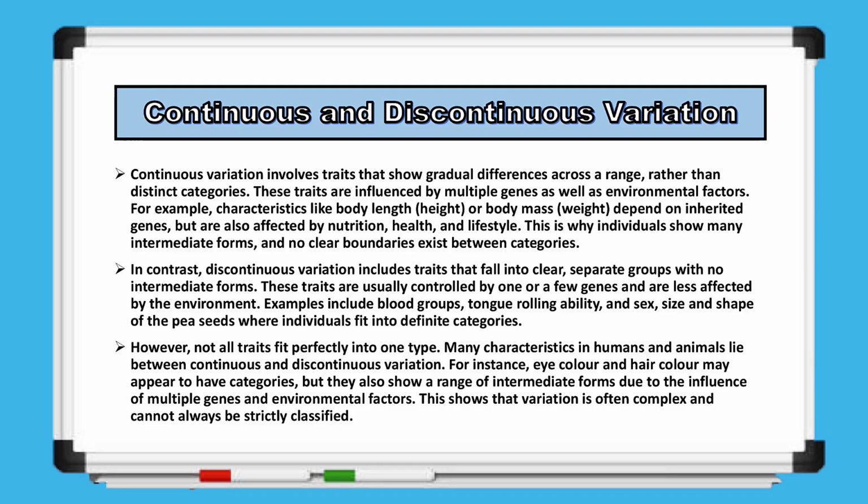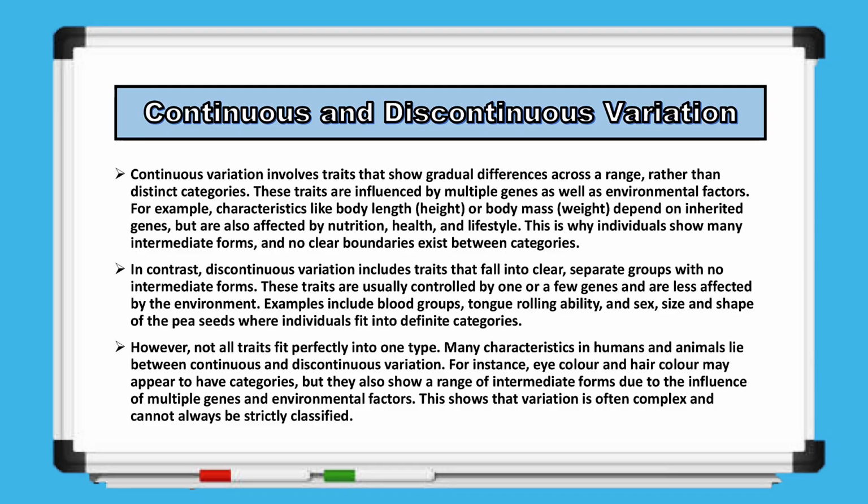For example, body length or height and body mass or weight are controlled by inherited genes, but they are also affected by factors such as nutrition, health, and lifestyle. Because of this combined influence, individuals show many intermediate values and there are no clear boundaries between categories. In contrast, discontinuous variation includes traits that are divided into clear and separate groups with no intermediate forms.